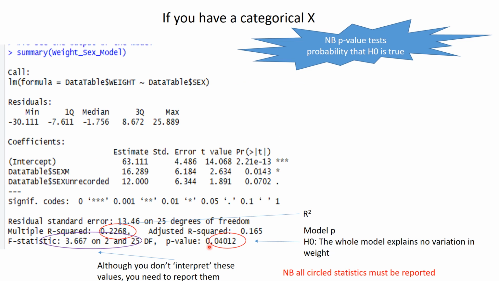We have the model P. Remember here, the null hypothesis is that the whole model explains no variation in weight. But our p-value here is small. It's smaller than 0.04, so we can reject our null hypothesis, and we can say that this model does explain variation in weight. And then remember that we also need to record these values.